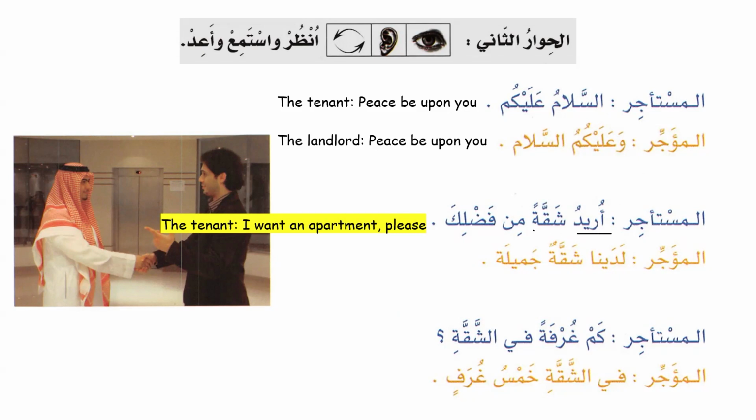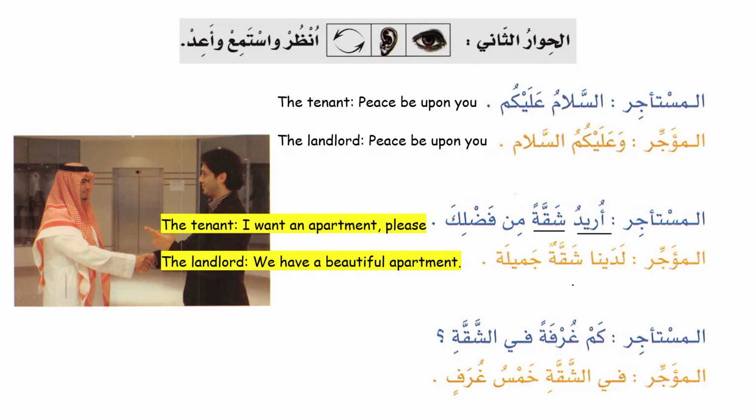So after that, the object in Arabic is always mansub. Mansub means either it takes fatha or it takes fathatan. So whenever you use a verb, after that, make sure that the object is always with fatha or fathatan. أريد شقة من فضلك. I want an apartment, please. المؤجر, لدينا شقة جميلة. We have a beautiful apartment. لدينا, we have شقة جميلة, a beautiful apartment.